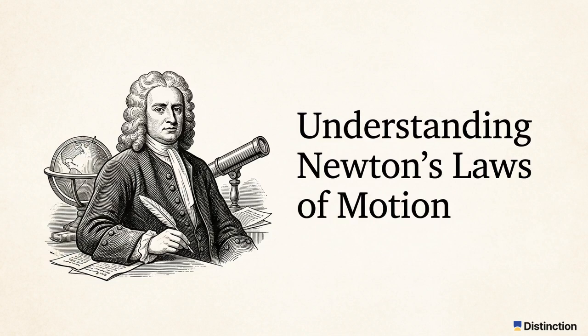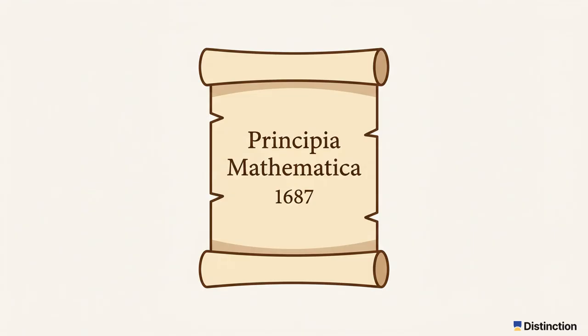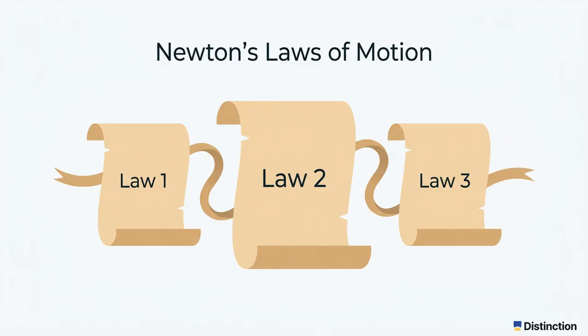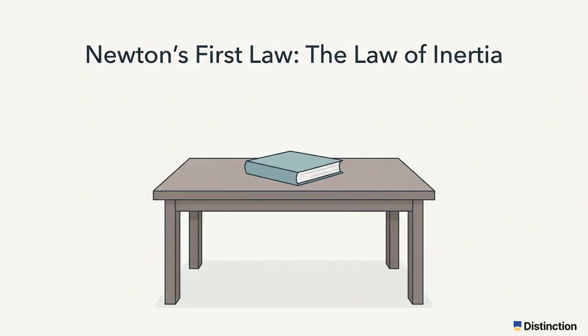Welcome to our lesson on Newton's laws of motion. Isaac Newton was a brilliant scientist who published his groundbreaking work, the Principia Mathematica, in 1687. In this work, Newton derived three fundamental laws that explain how and why objects move. Let's start with Newton's first law, also known as the law of inertia.